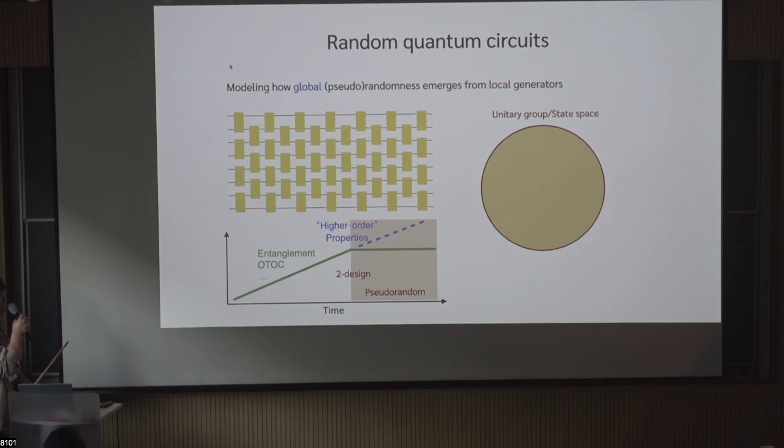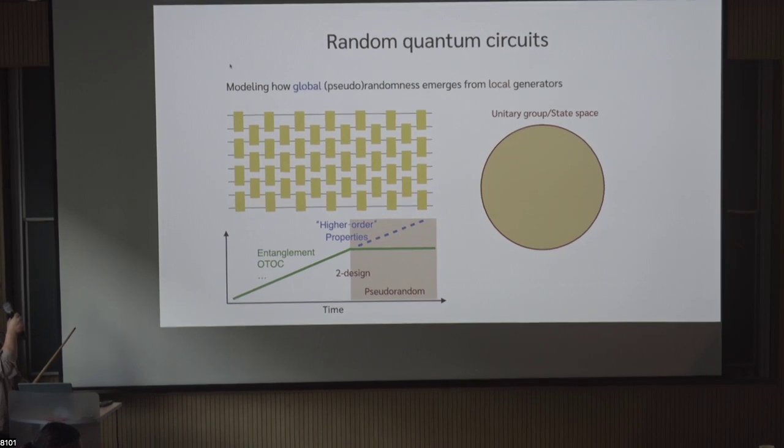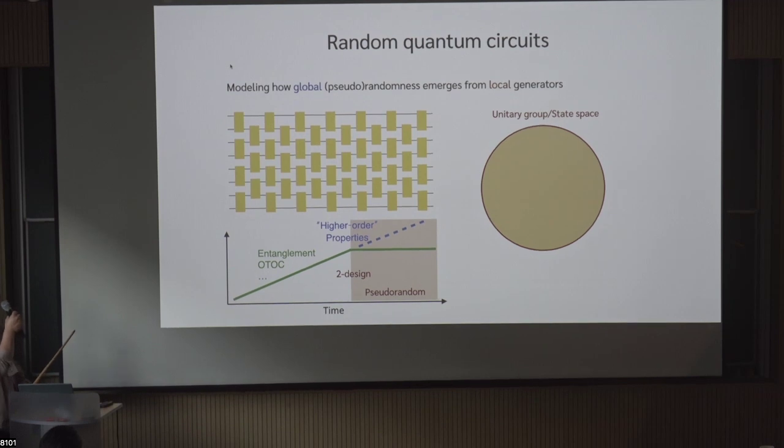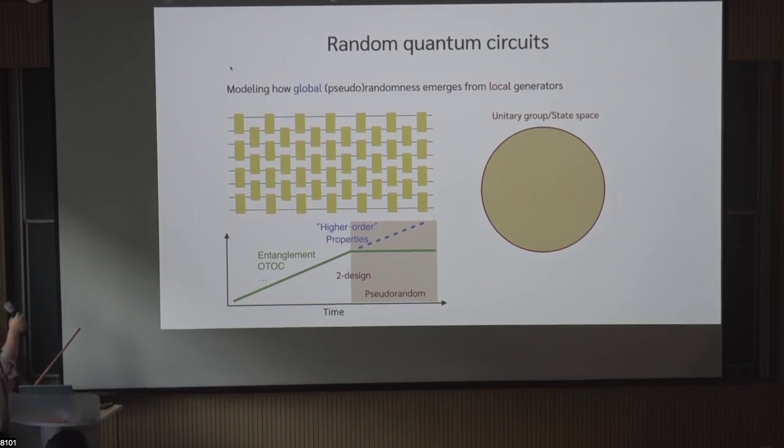This roughly happens at the two-design point. You can also define some higher-order properties that will keep growing. And if you look at things like circuit complexity, it will grow for a much longer, exponentially long time until you reach the Haar measure. But the two-design is a point where some basic properties will already saturate.